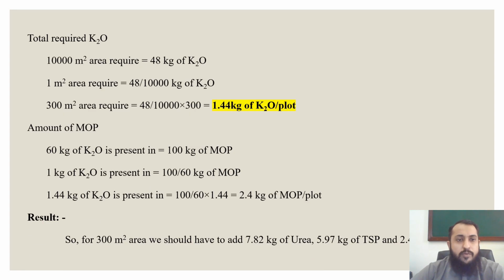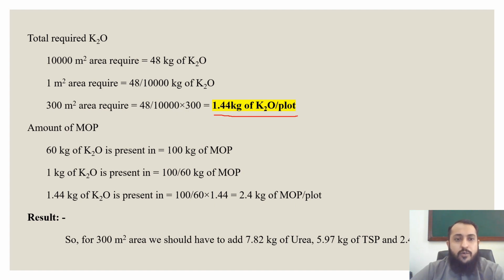At the end, the total required K2O should be calculated in this manner. 10,000 square meter area requires 48 kg of K2O. 1 square meter area requires 48 divided by 10,000 kg of K2O, whereas 300 square meter area requires 48 divided by 10,000 multiplied by 300, and it is equal to 1.44 kg of K2O.